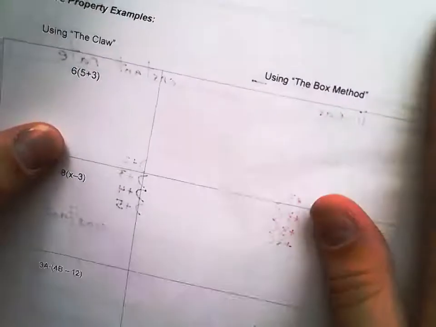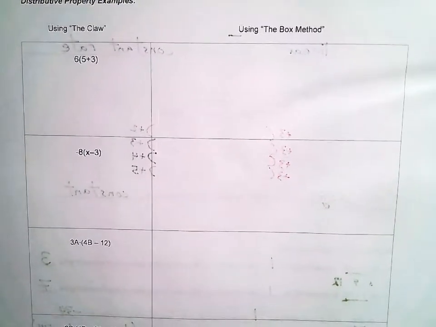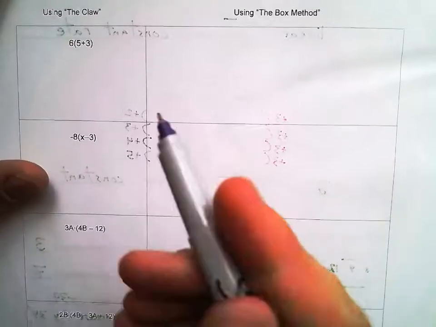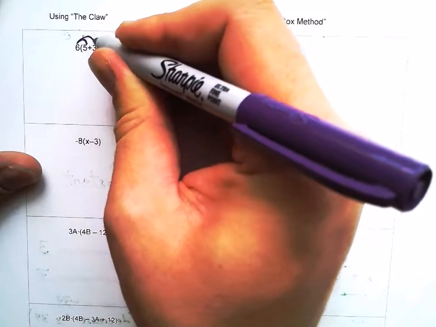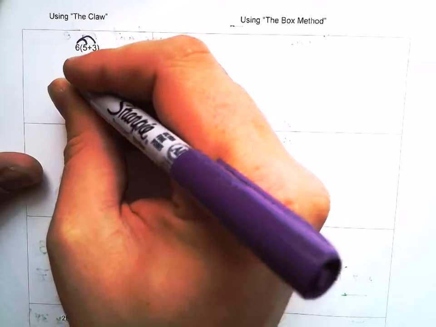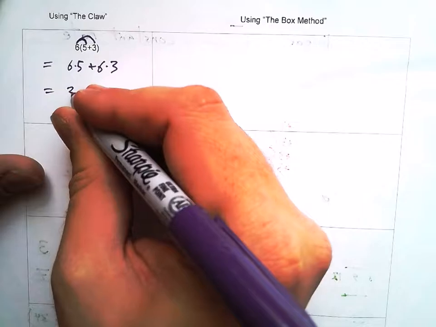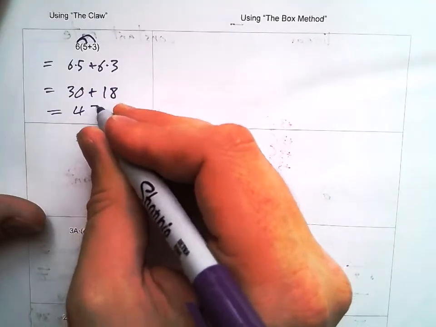I'm going to show these examples a few ways that will hopefully be helpful for you. The claw: that's what I just showed before. The 6 goes to the 5, and the 6 goes to the 3. 6 times 5 plus 6 times 3, which would be 30 plus 18, which would be 48.